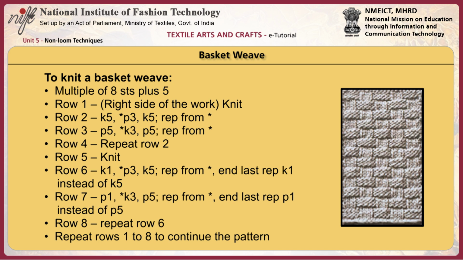In the fifth row, knit all the stitches. In the sixth row, knit the first stitch, then make 3 purl stitches, knit 5 stitches and repeat till the end. End the row with 1 knit stitch. In the seventh row, purl 1 stitch. Next, make 3 knits and 5 purl stitches and repeat this step throughout and end the row with 1 purl stitch. In the 8th row, repeat row 6. Now, repeat rows 1 to 8 to continue the pattern.